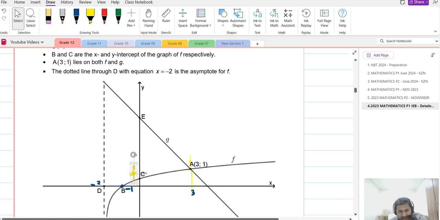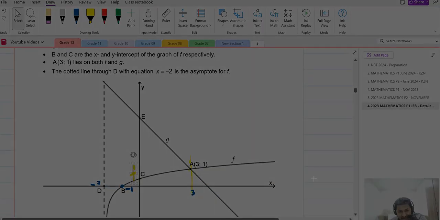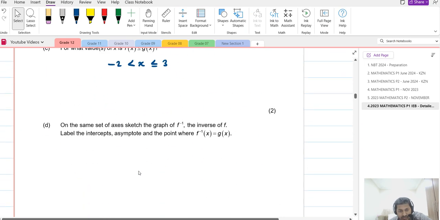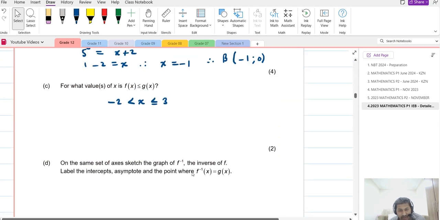What did they say? They didn't say you must find the inverse, the question didn't say you must find it. On the same system of axes, sketch the graph of f inverse, the inverse of f. Label the intercepts, asymptotes and the point where f inverse x equals g of x. So clearly we don't need to find the f inverse function, right? Okay, so let's go and sketch the f inverse.